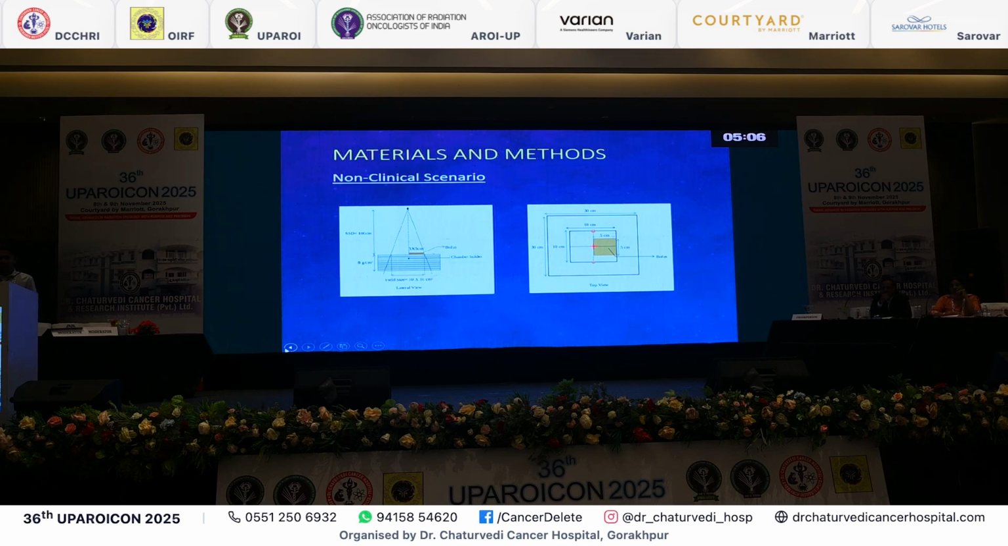The study was initially conducted on a non-clinical scenario. For that, a uniform geometry phantom was taken, a 30 by 30 by 8 centimeter cube water equivalent phantom with a 5 by 5 centimeter square bolus and 10 by 10 field size, with a 6 MV photon beam. The placement of bolus is shown in this figure. From this, positional errors of 1 mm up to 5 mm were introduced and dose measurements were taken.